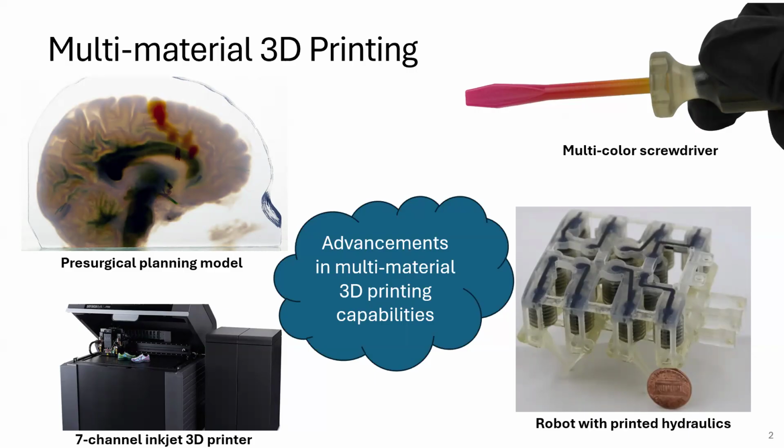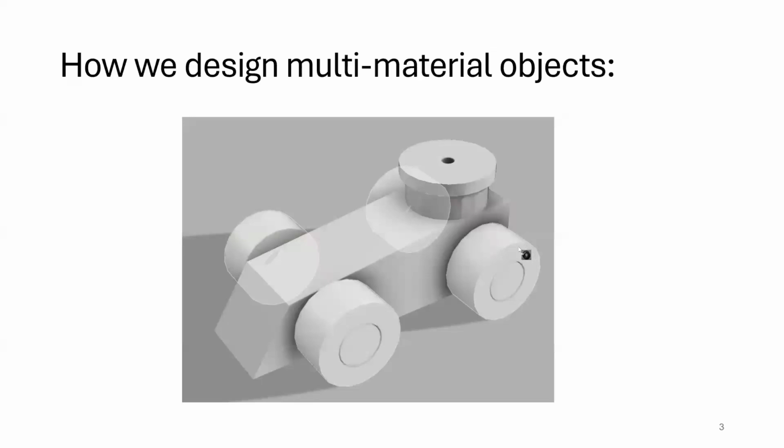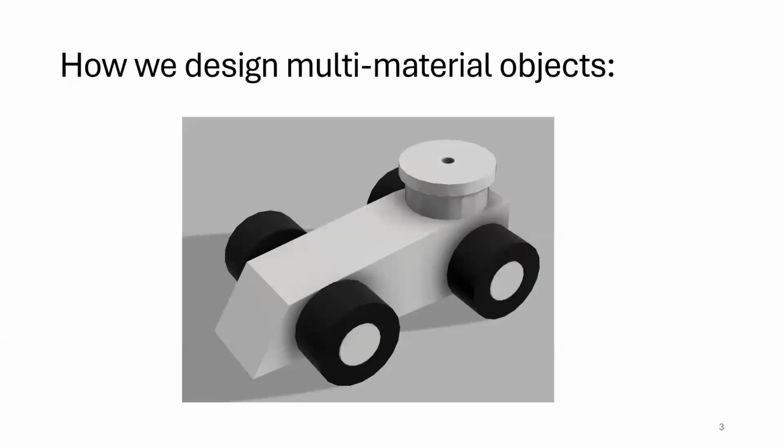This has really been made possible by the advancement of 3D printing and things like inkjet printing. Down here you see a 7-channel inkjet printer. This also carries over to different printing modalities, things like fused filament fabrication. All kinds of things have seen these awesome advancements. However, how we actually do design over multi-material objects has really stayed static.